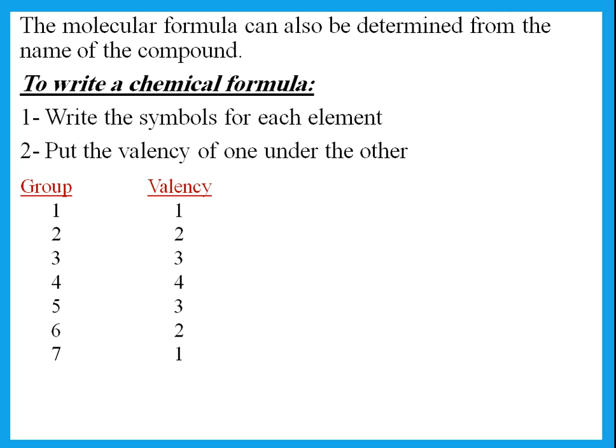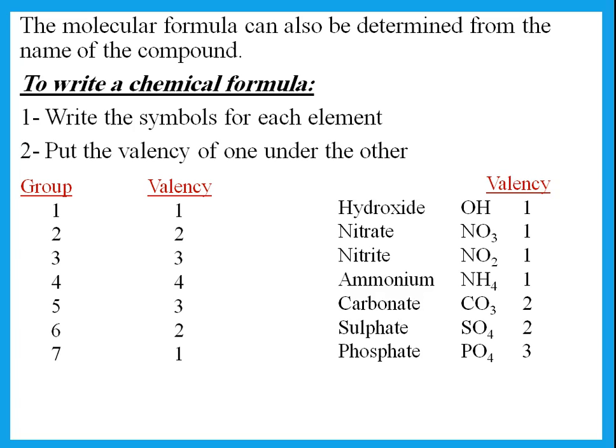So as we said, the valency is basically the number of electrons that the atom needs to gain or lose in order to have a full outer shell. So these are the things in the periodic table. So looking at anything in the periodic table, from the number of the group you can determine its valency. But then there are some things that are not in the periodic table. So these things you have to memorize.